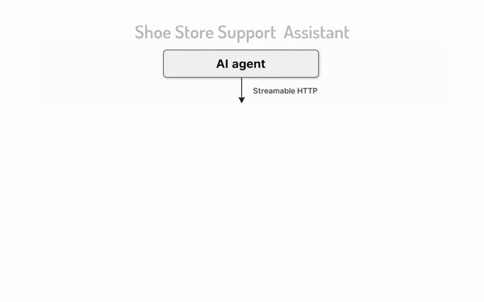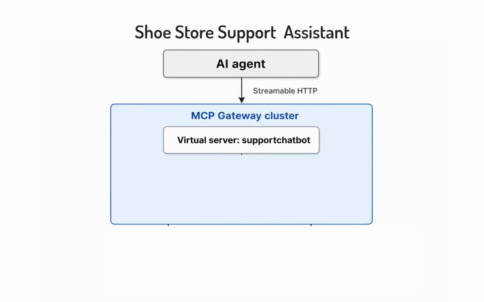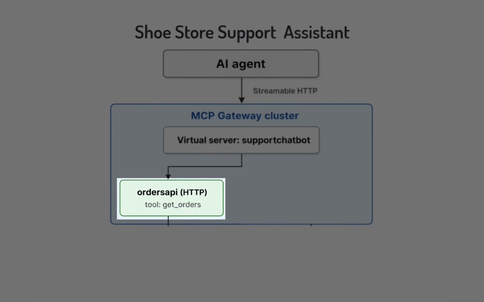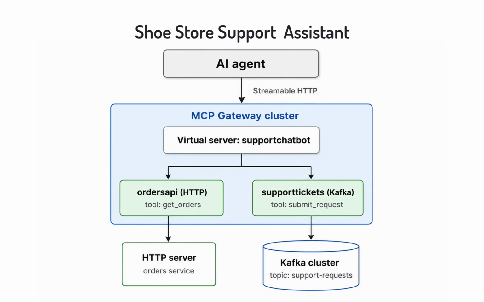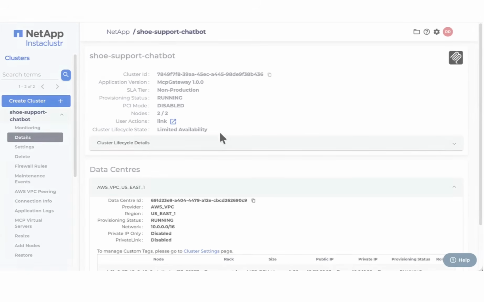Let me show you. We are building a shoe store support assistant. It runs on a single virtual server with two backends, an HTTP backend that looks up a shopper's recent orders and a Kafka backend that publishes support requests to the team. Each backend exposes a single tool here, though you can add more as you build out.